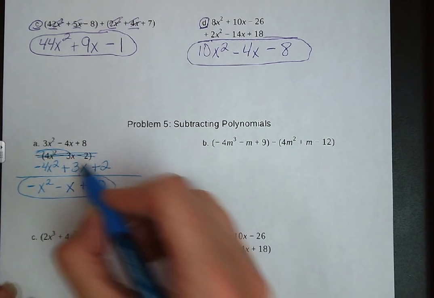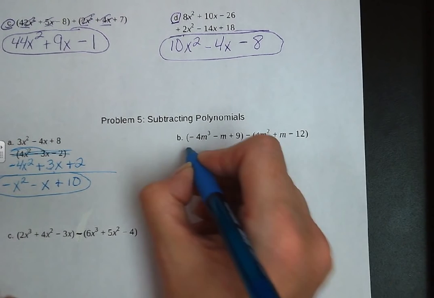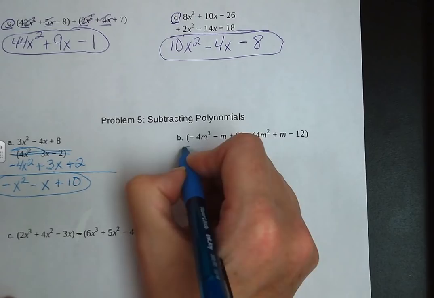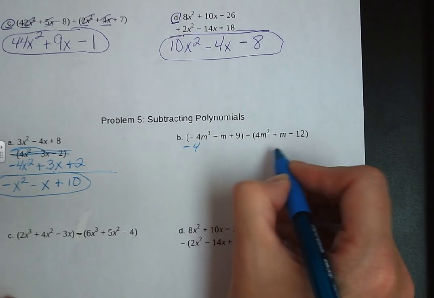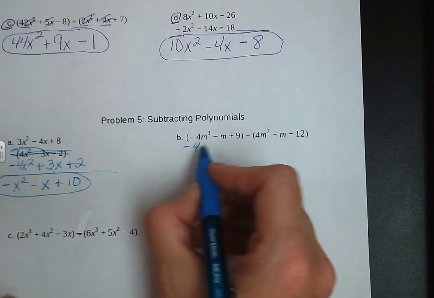You're good. All right. So letter B, again, you're going to have to deal with distribution. So this would be a good time. This is a bad one. I like it. Yeah.